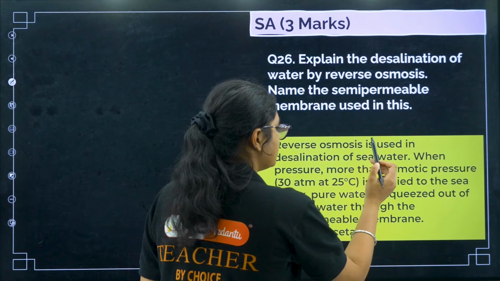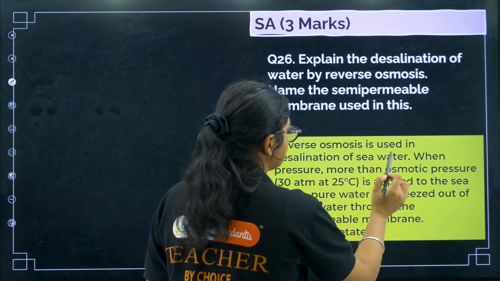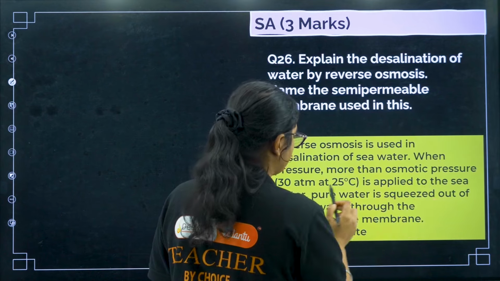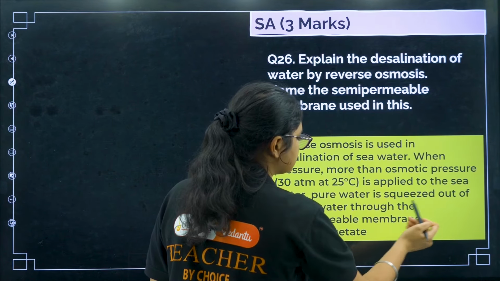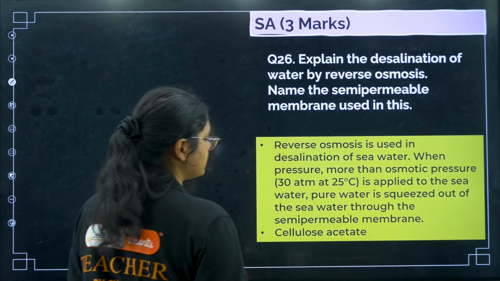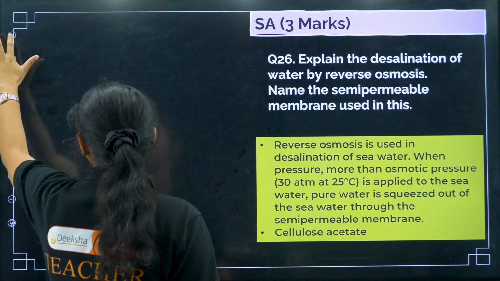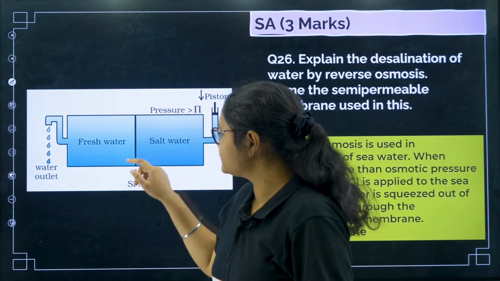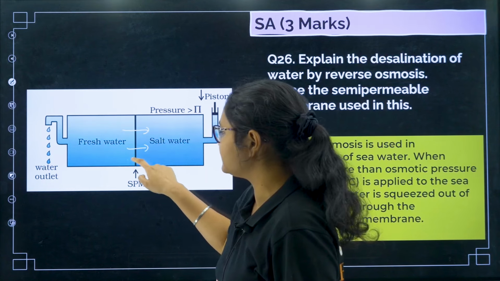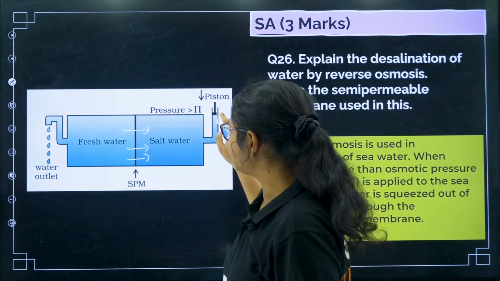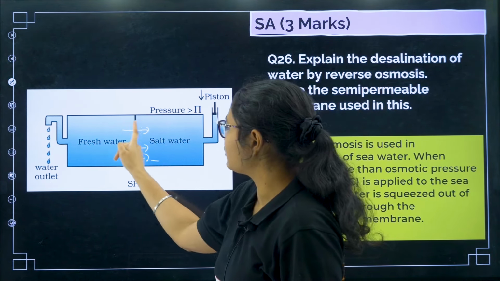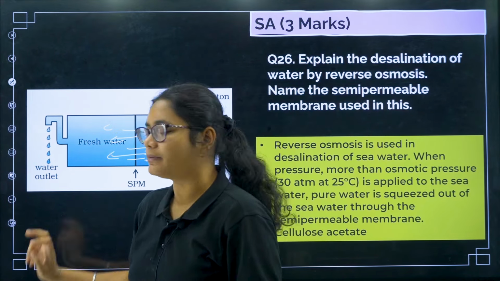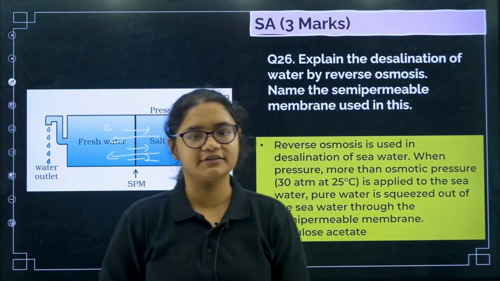So now see, reverse osmosis is used in the desalination of seawater. When a pressure more than the osmotic pressure is applied to the seawater, pure water is squeezed out of the seawater through the semi-permeable membrane. You can see the diagram here. Osmosis was happening from this direction to this direction. Now when you add a pressure greater than the osmotic pressure, water will start flowing in this direction, and pure water can be obtained here. That is called reverse osmosis.